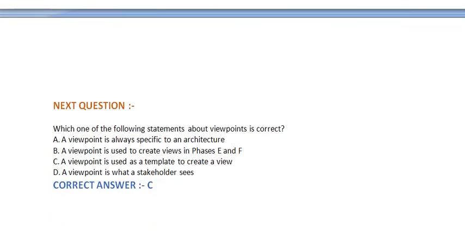Next question is, which one of the following statements about viewpoints is correct? Option A, a viewpoint is always specific to an architecture. Option B, a viewpoint is used to create views in phase E and F. Option C, a viewpoint is used as a template to create a view. And option D, a viewpoint is what a stakeholder sees. And the correct answer is option C.